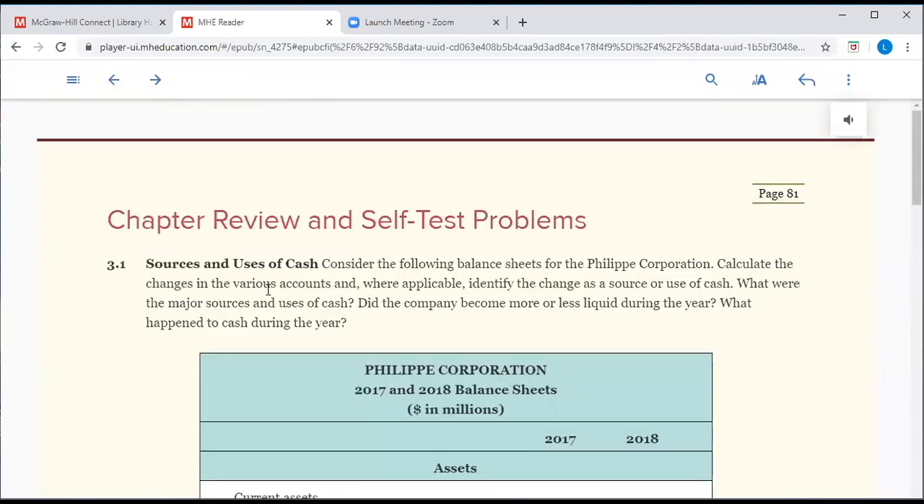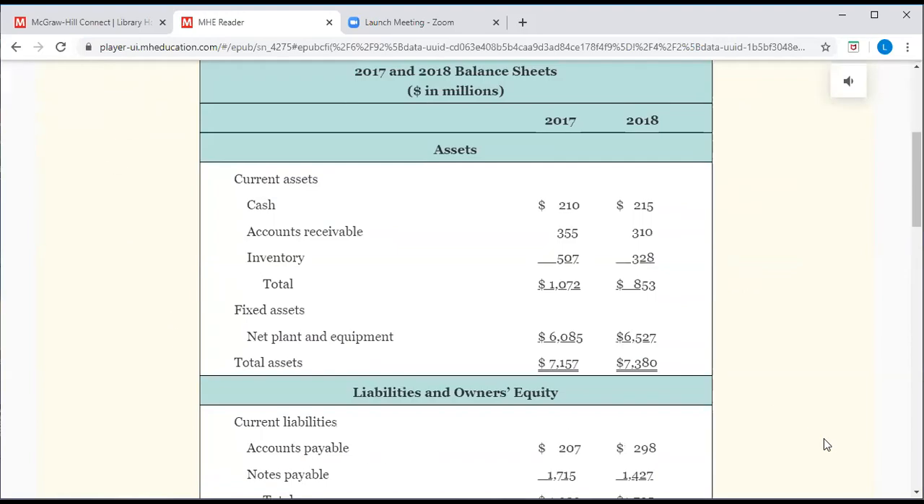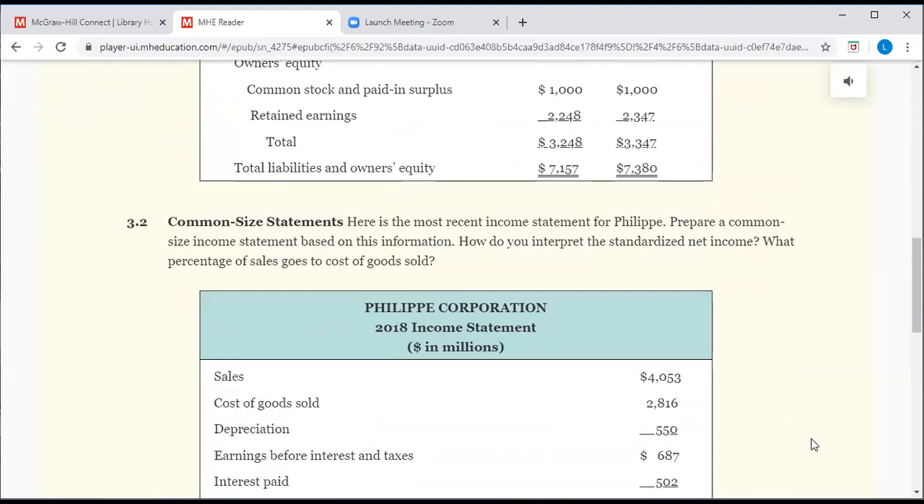The first thing is to identify sources and uses of cash. What were the major sources and uses of cash? Did the company become more or less liquid during the year? What happened to cash during the year? So we're going to use our balance sheet and income statement to do that.